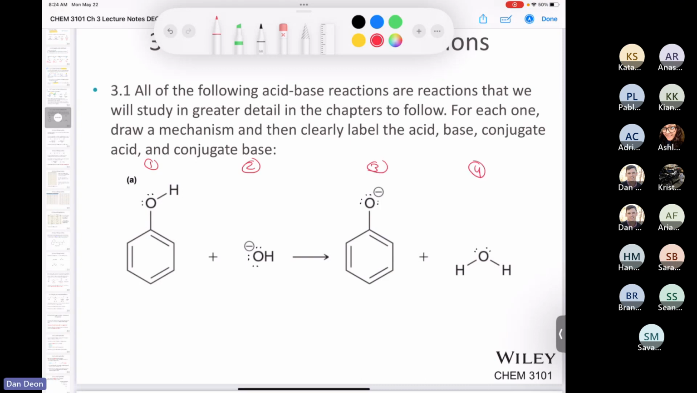Could anybody identify the acid here? Is it 1 or 2? Which one is the acid in this reaction? The proton donor. Absolutely. Yes, this is our acid. And if this is our acid, this must be our base. Could anybody identify the conjugate base? Is it 3 or 4? Yeah, great.